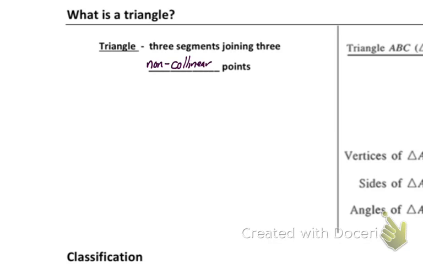Because if all three of those points were collinear, it would just be a straight line. One of them has to be up in the air to make your triangle. So let's go ahead and draw a picture of a triangle. So if I have three non-collinear points, 1, 2, 3, and I connected them all, there we go.